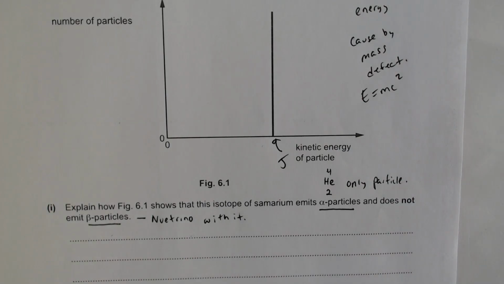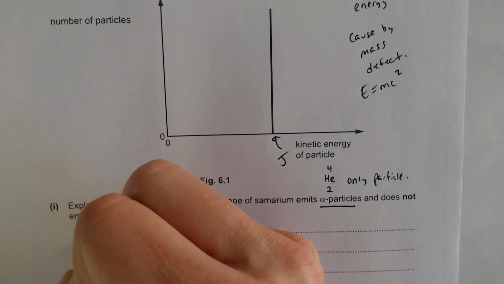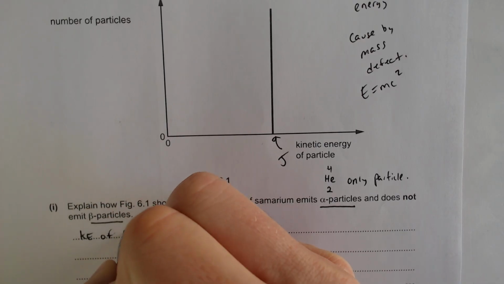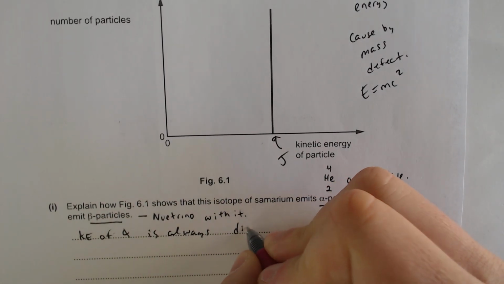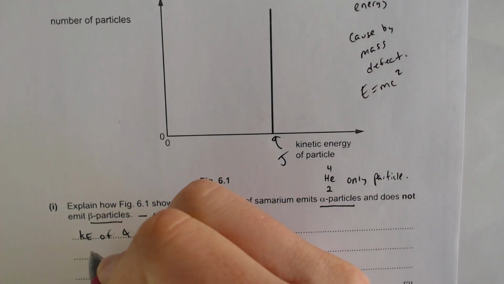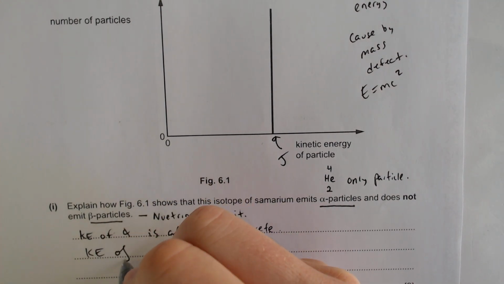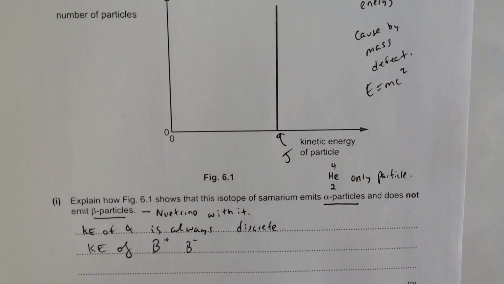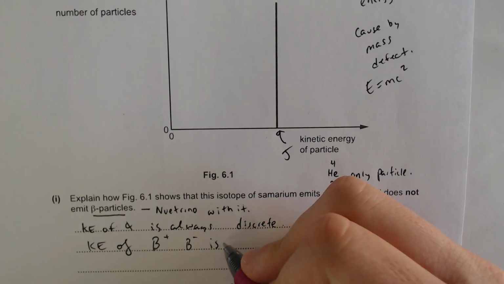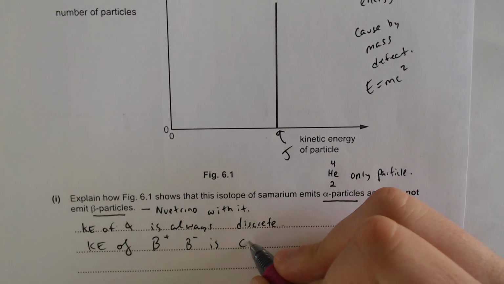But if you just memorize it, that the kinetic energy of alpha is always discrete, where the kinetic energy of beta particles, whether that be beta particle positive or beta particle negative, it can or is continuous.